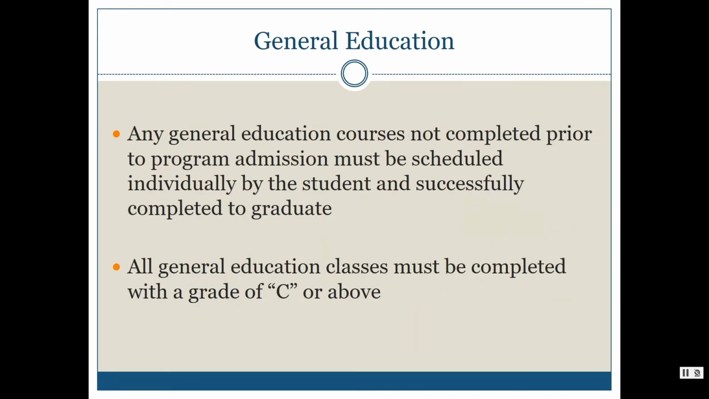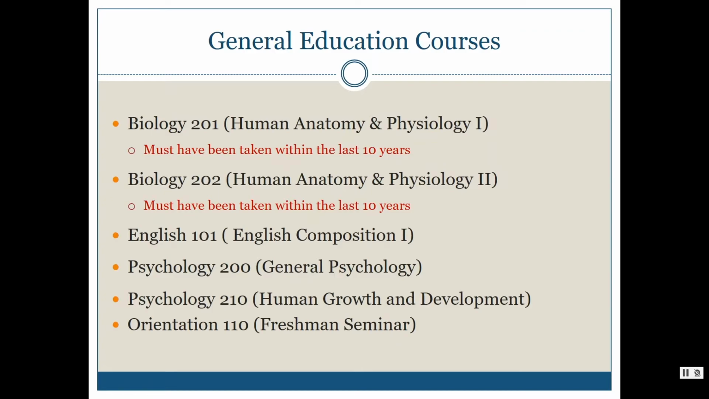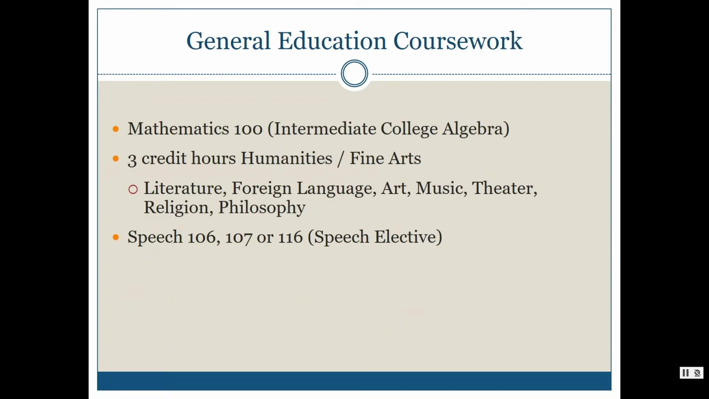Any general education course not completed prior to admission must be scheduled individually by the student and successfully completed to graduate, and you must receive a grade of C or higher for it to count towards graduation. These gen ed courses are A&P, Anatomy and Physiology 1 and 2, English Composition 1, General Psychology, Human Growth and Development. If you are brand new to college, then you will be asked to enroll in Orientation 110. If you've already taken college classes, you would not need to take that class.